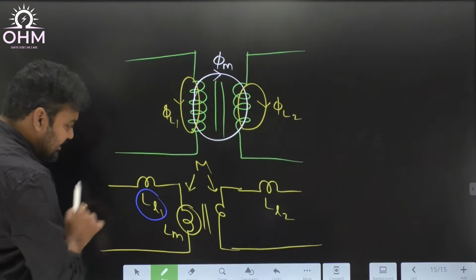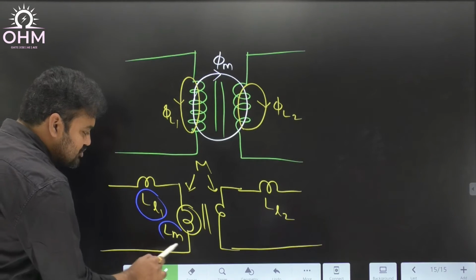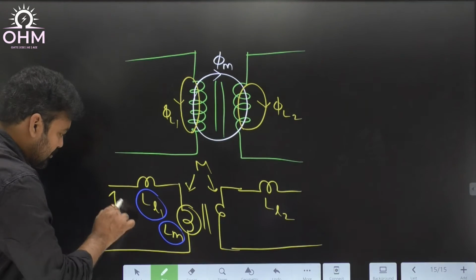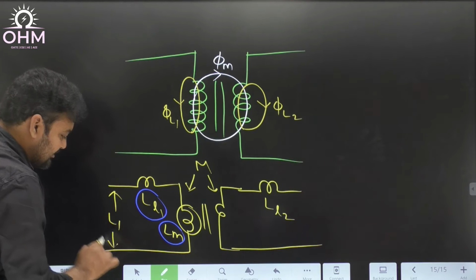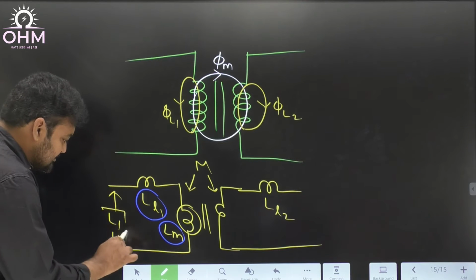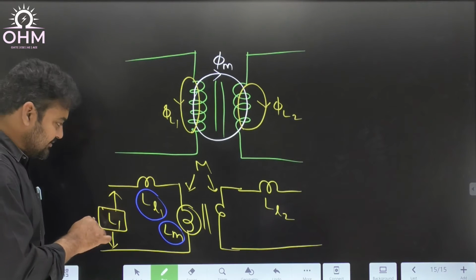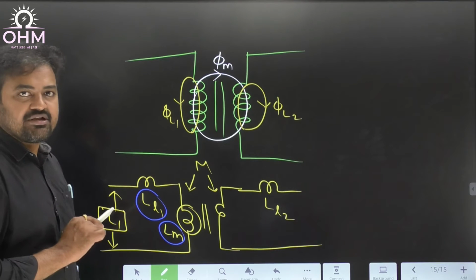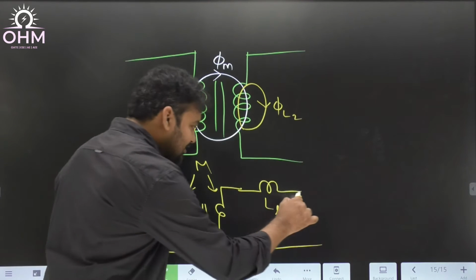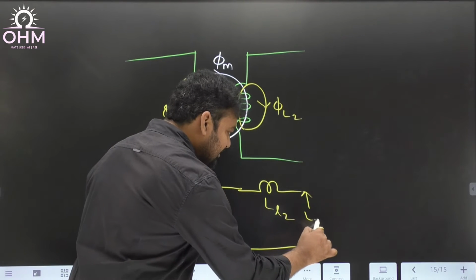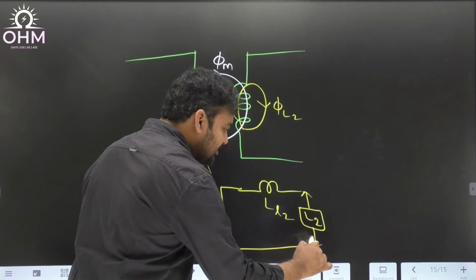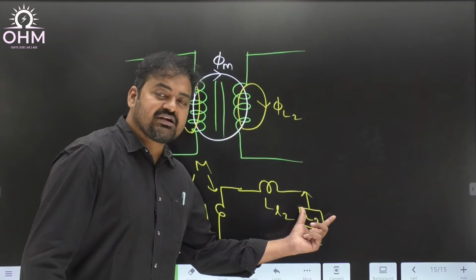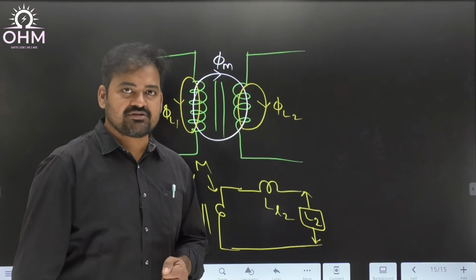Yes, one is due to leakage. Another one is due to mutual flux. The combination of these two is what we call the total primary inductance L1. So, L1 is the total inductance on the primary side, which is a combination of leakage inductance as well as magnetizing inductance. Similarly, the total inductance on the secondary is L2. It is a combination of leakage inductance as well as magnetizing inductance.